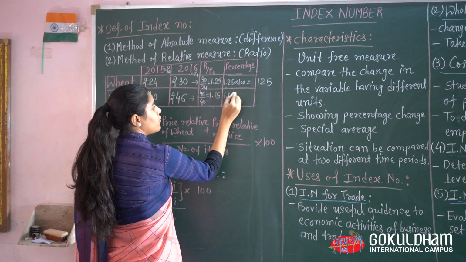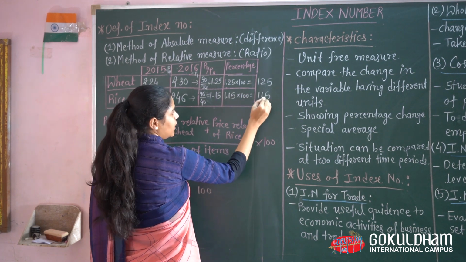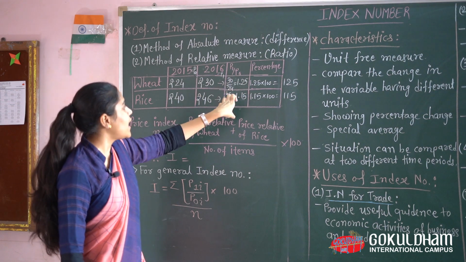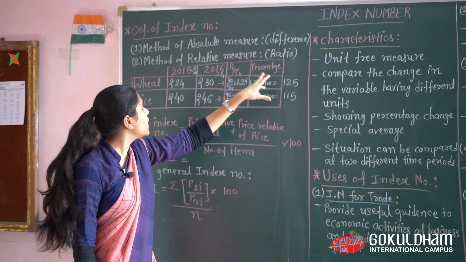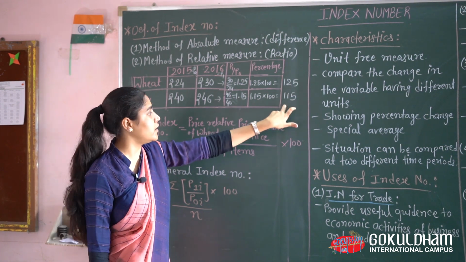Similarly 1.15 multiplied by 100 is equal to 115. So students, for our convenience we are converting our data into percentage. So clearly the wheat price is 125 and the rice price is 115.